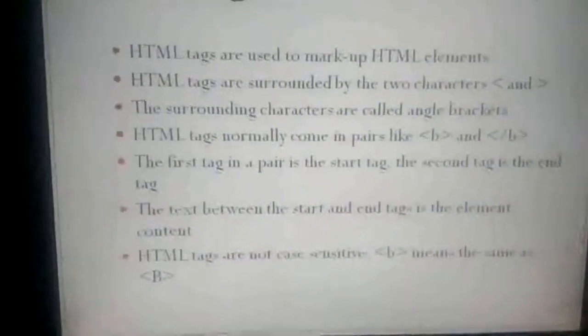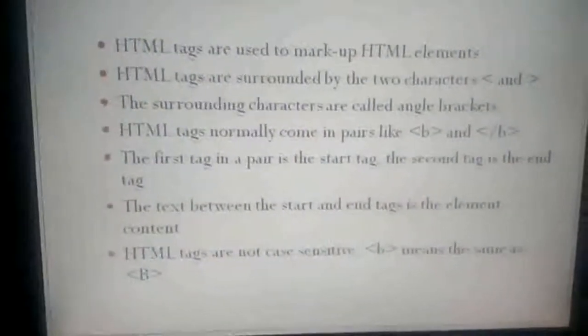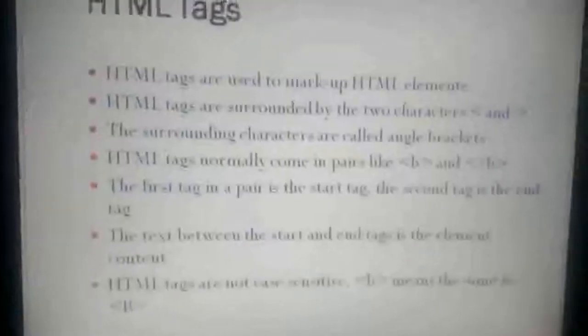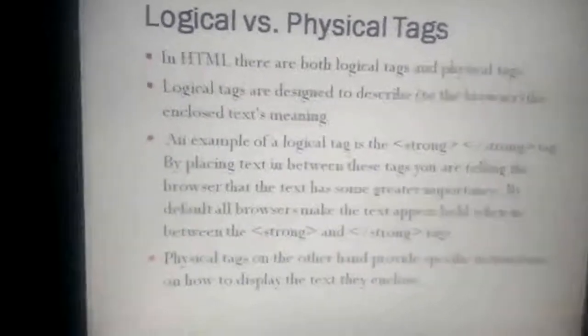Next we move to logical versus physical tags. Now there are two types of tags. One is known as logical tags and the other is known as physical tags. In HTML there are both logical tags and physical tags, so both types of tags are available.